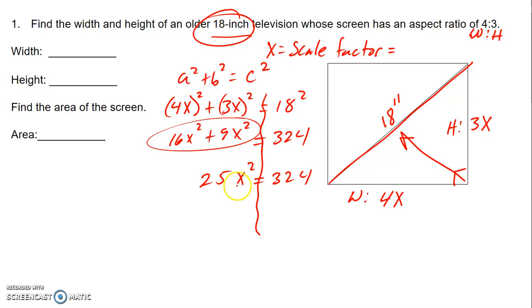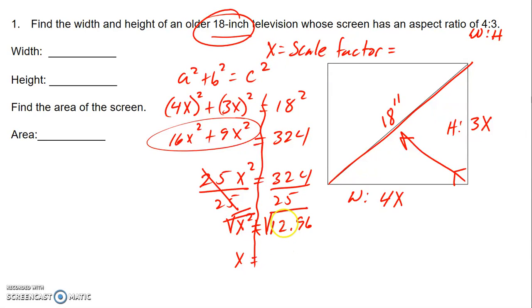Again, I'm still trying to solve for x. First thing we're going to do is come back and divide by 25. Divide by 25, divide by 25. Those will cancel off, and I'm left with x squared is equal to 324 divided by 25, which is 12.96. Now, I haven't solved for x yet. I just want x by itself, not x squared. All right, I need something that looks like x equals it. So I got to get rid of the square. To get rid of a square, that is square roots. Those cancel each other off. They're opposites of each other. And so the square root of 12.96 is 3.6. So that is our scale factor. The scale factor is 3.6.